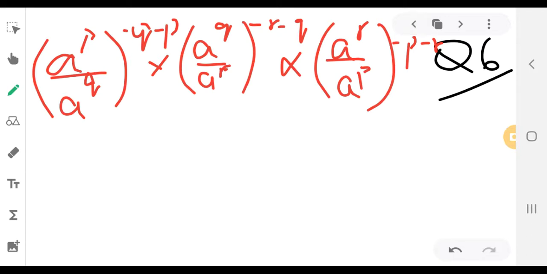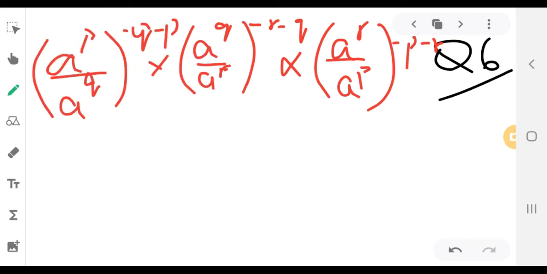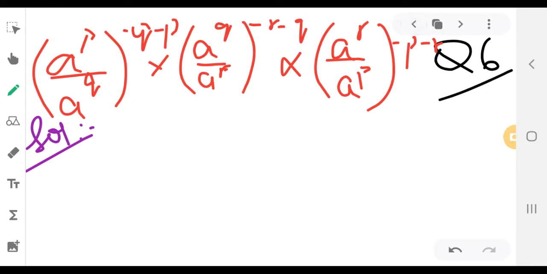Now here on my screen you can see question number 6. So to solve this question, we will be following a new step. It's a really simple step. What you will do is that firstly, as I told you in my previous questions, whenever we are having same base but different indices, we can subtract both of them.